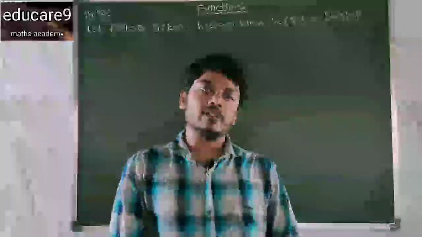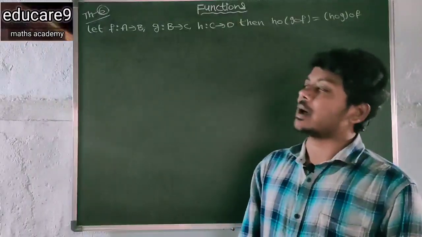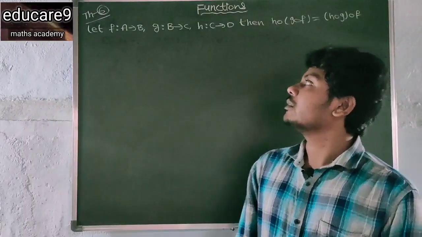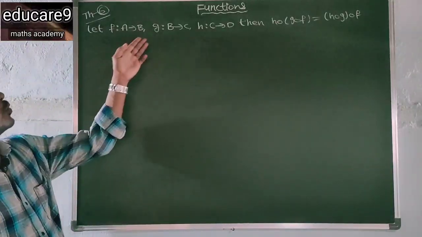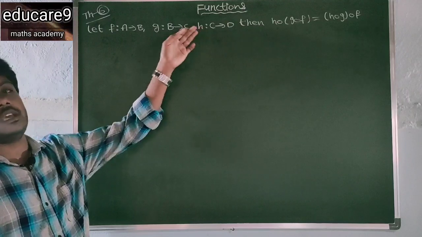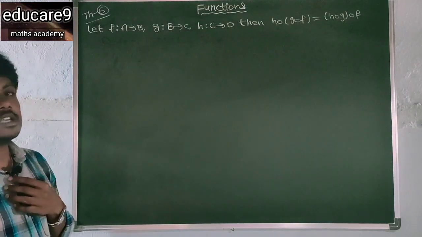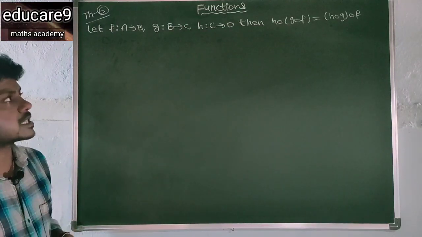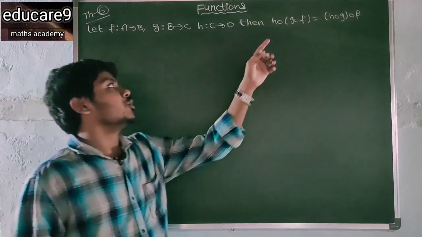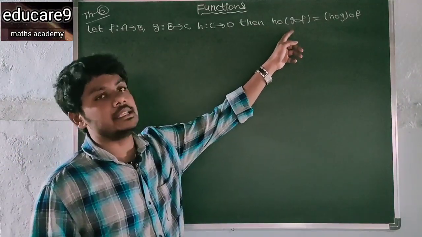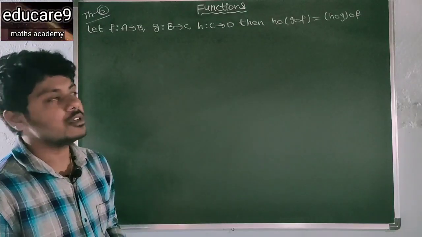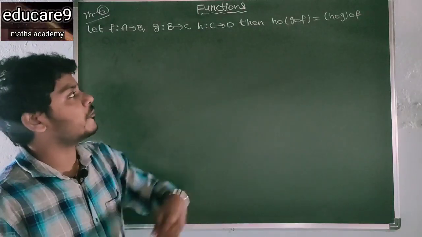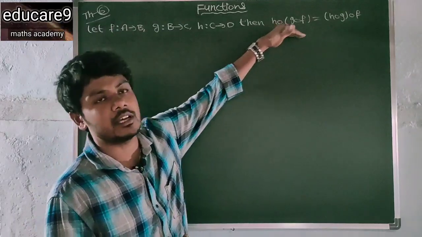Hi, hello everyone. Today we will discuss a few problems and one theorem. So here, let f from A to B, g from B to C, h from C to D be three functions. Then we want to prove h circle g circle f is equal to h circle g circle f. Before going to prove, first we have to write the mappings of these two.